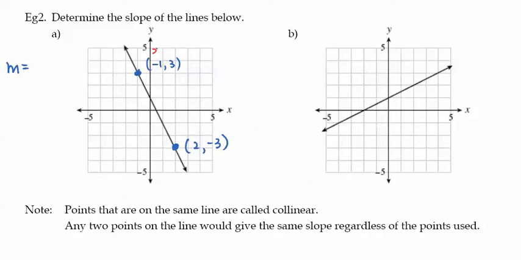So in this case, if I have x1 and y1 for point number 1, and this is point number 2, I can calculate the slope using y1 minus y2 divided by x1 minus x2.